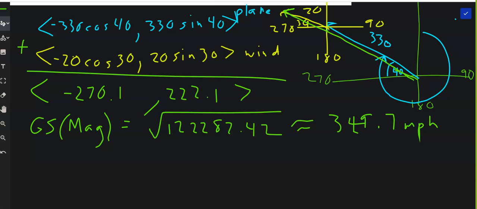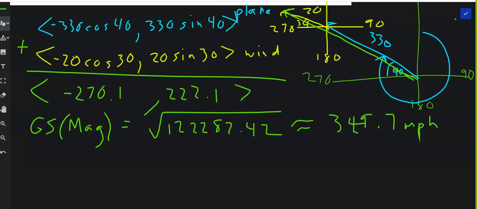Does that make sense that the wind was pushing behind my plane? Now, it's not quite 350. My plane was traveling 330. Why wasn't it 350? The angle is not exactly the same. It's a little bit off, so it's not exactly pushing me in the same direction. It's close.